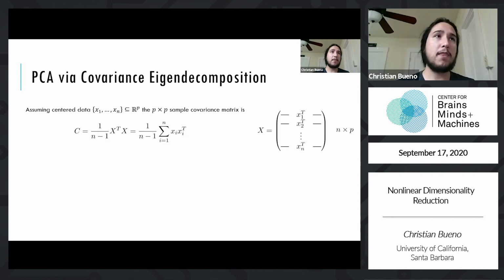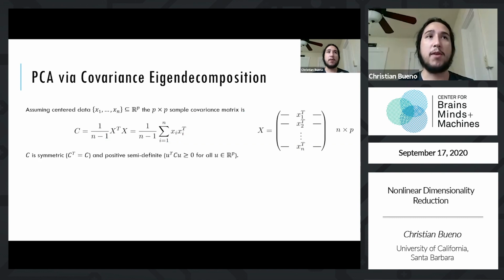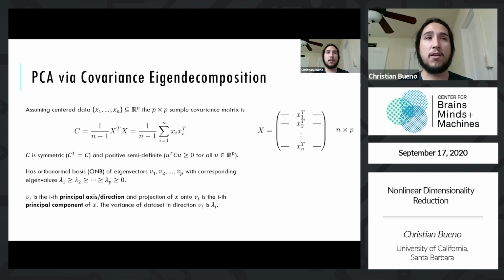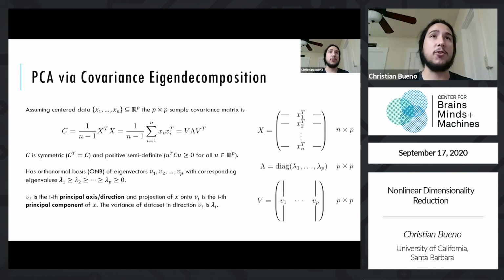Because this is symmetric and positive semi-definite, we can find orthonormal bases of eigenvectors and write down the eigenvalues, which all have to be greater than or equal to 0. The eigenvectors will form our principal directions. The variation in those directions will actually be the eigenvalues. And the amounts we project onto those directions will be the principal components. Writing those things down, we can now diagonalize our covariance matrix.